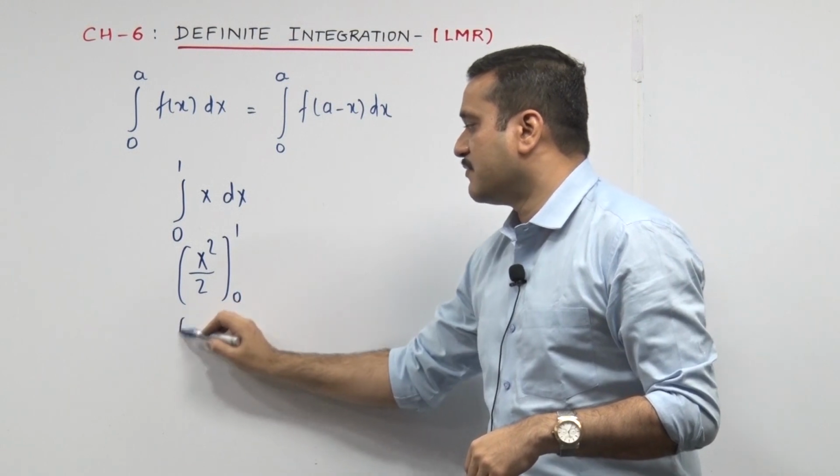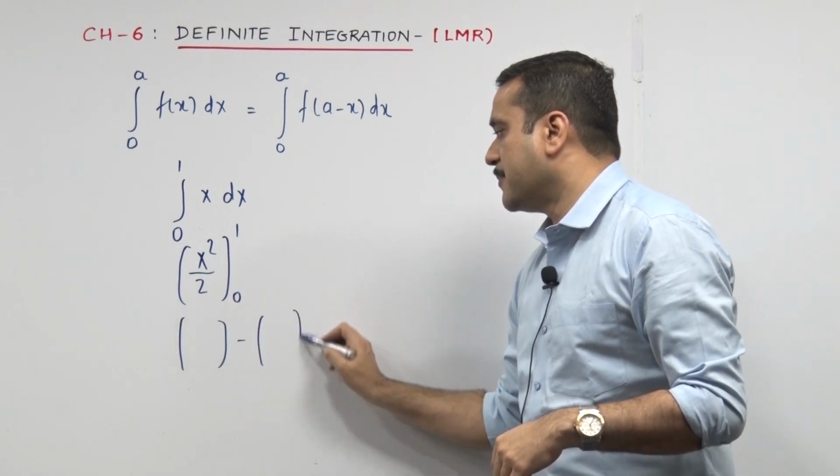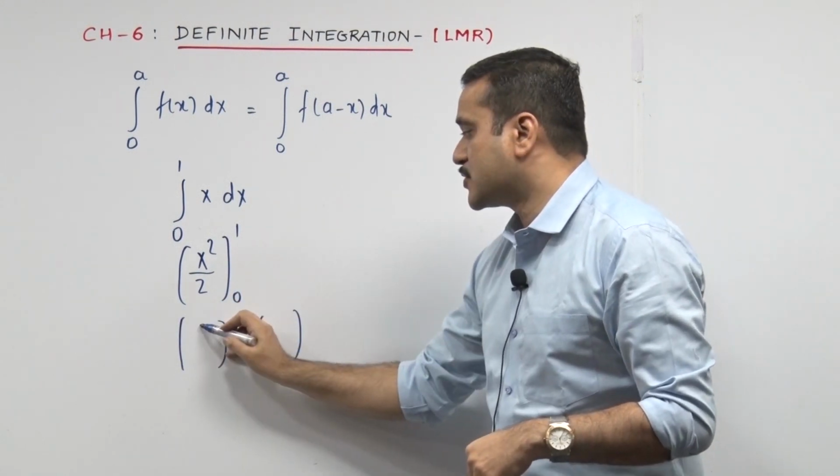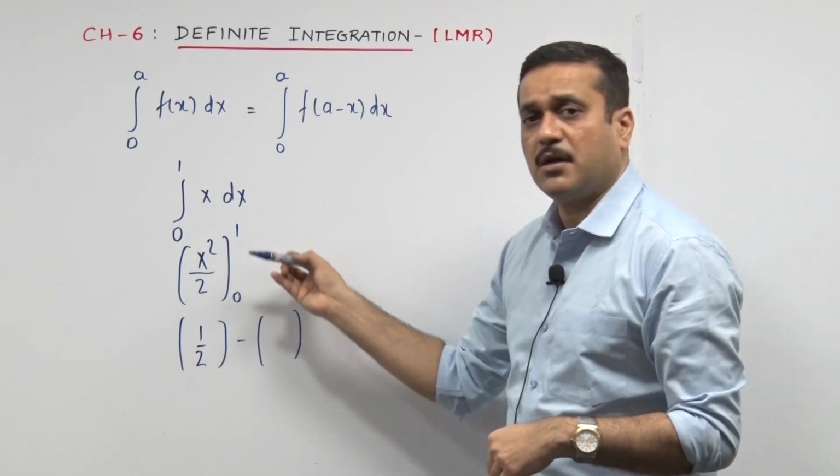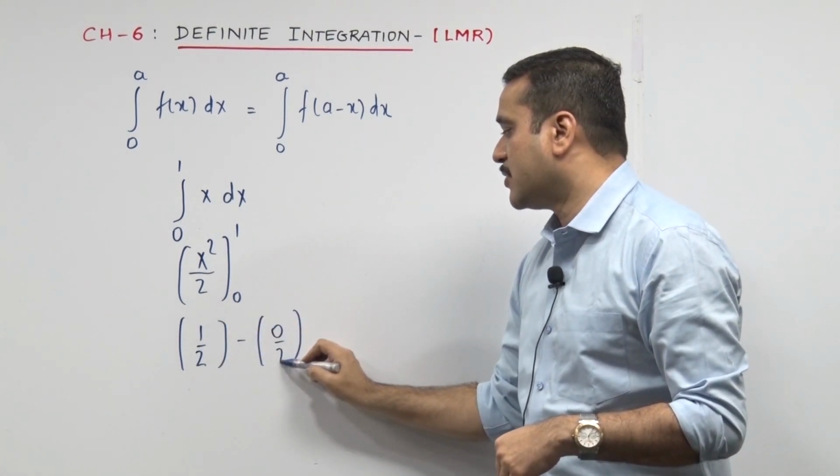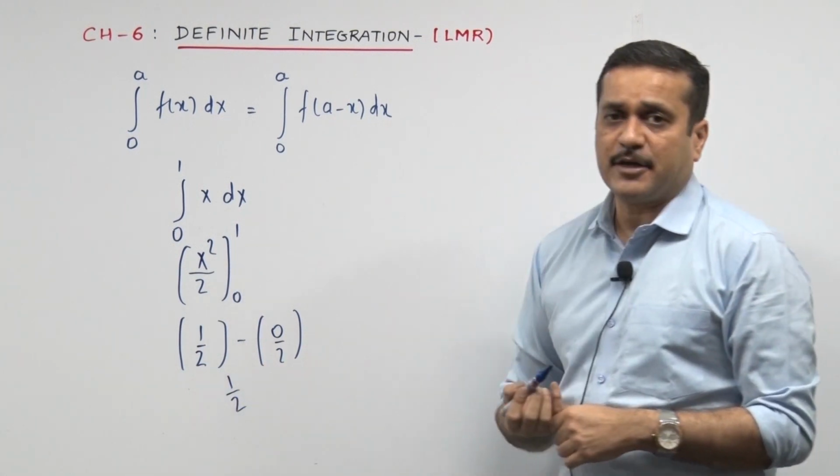And now everybody is comfortable, we go upper limit minus lower limit. In the upper limit we are putting x as 1, that's going to be 1 by 2. In the lower limit we are putting x as 0, that's going to be 0 by 2. The answer turns out to be 1 by 2.